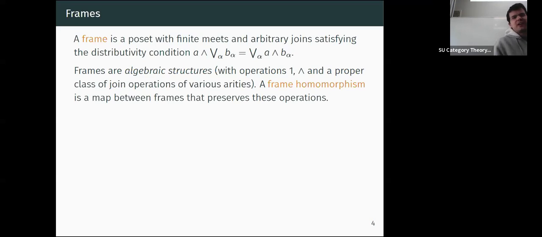You can also think of this from a logical perspective. If we have this collection of verifiable properties and then another collection of verifiable properties for something else, this is going to map the first kind of verifiable property into the second kind of verifiable property, and it's going to respect the logical operations.